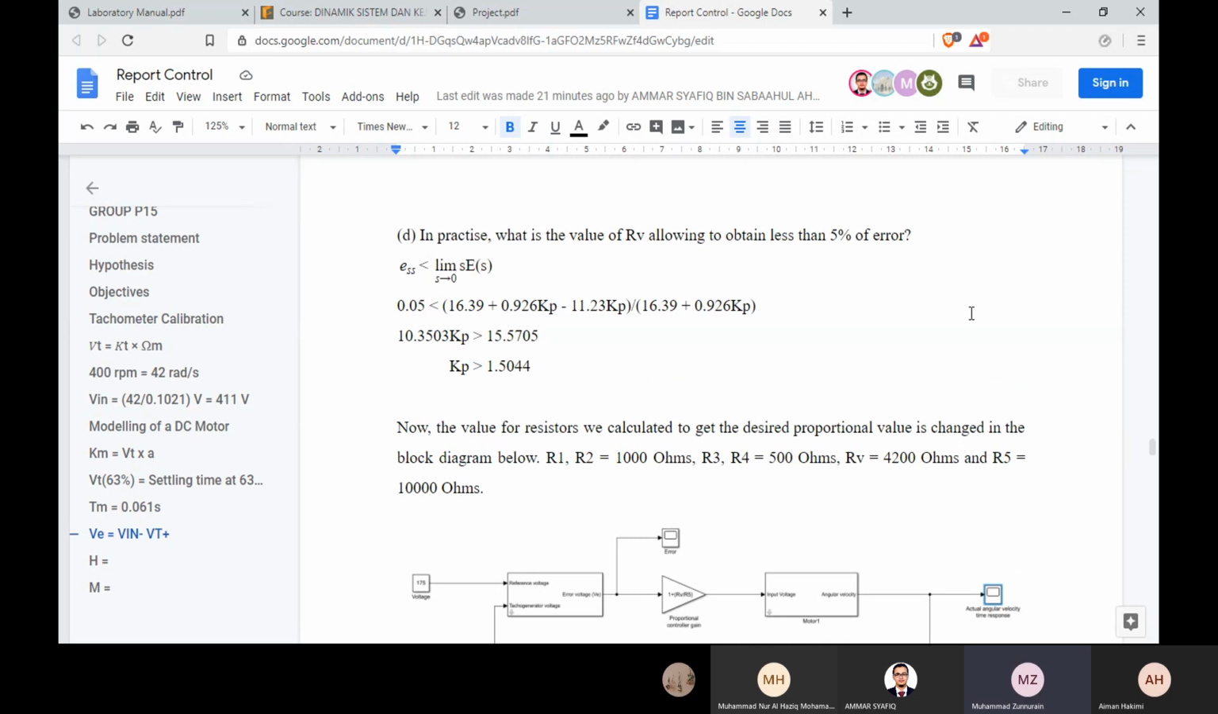For the value of Rv that is allowed to obtain less than 5% error in practice, we choose a steady state error less than 0.05. We get a proportional gain value of 1.5044.